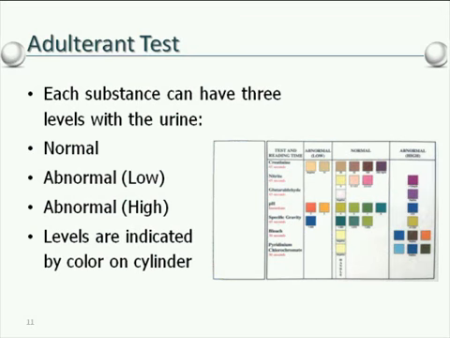The color coordination of the adulterant strip is very different between abnormal low, normal, and abnormal high. For example, if you look at pH, an abnormal low pH is indicated by an orange hue, whereas normal is green, and abnormal high is a dark blue. So you should be able to distinguish on site what's abnormally high, low, or normal.